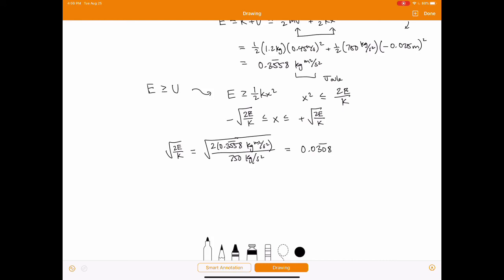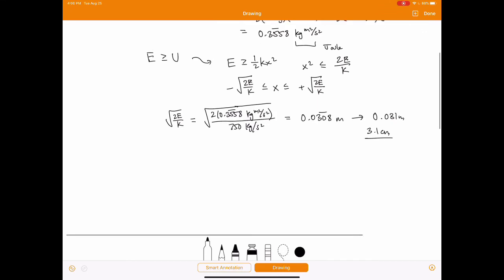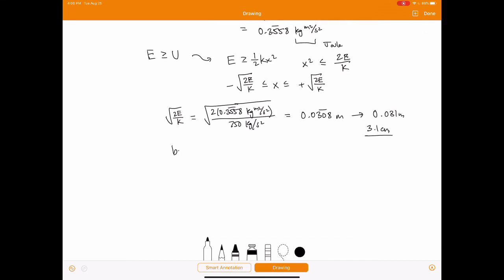0.0308 meters. But we'll want to keep just 2 sig figs on that, so we'll round it up to 0.031 meters or 3.1 centimeters. So these are the boundaries of motion. We can move between minus 3.1 centimeters and 3.1 centimeters.